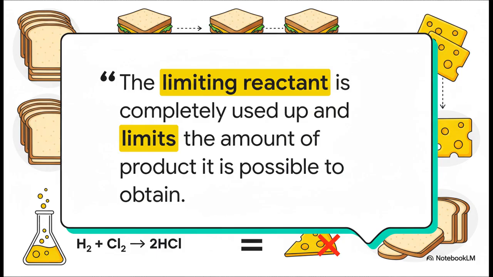Honestly, the best way to think about this is making sandwiches. Let's say you've got 10 slices of bread, but only 3 slices of cheese. How many sandwiches can you make? Just 3, right? Then you run out of cheese. In that scenario, the cheese is your limiting reactant. It doesn't matter that you have loads of bread left over.